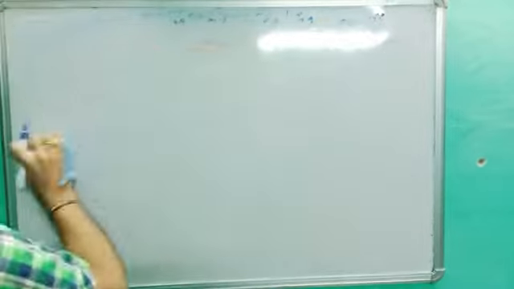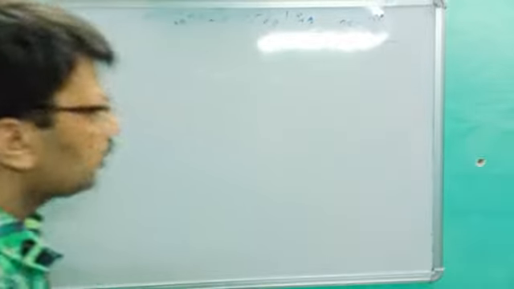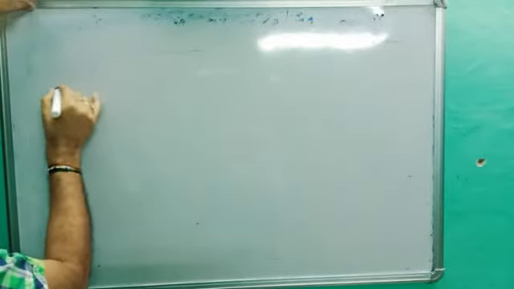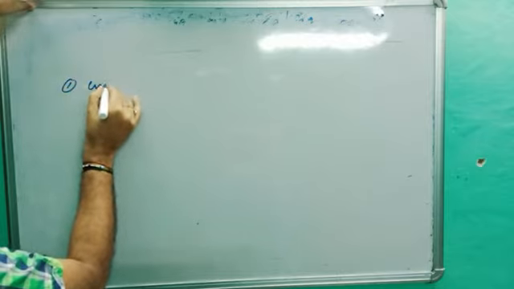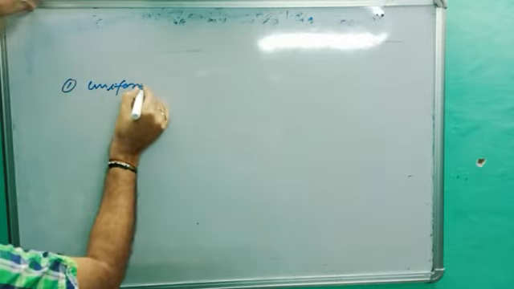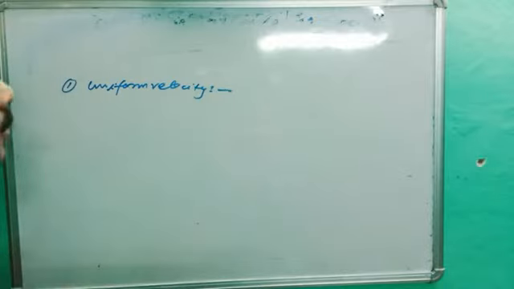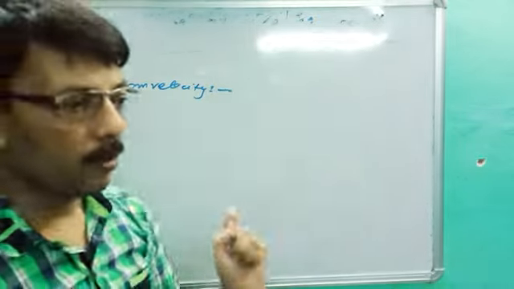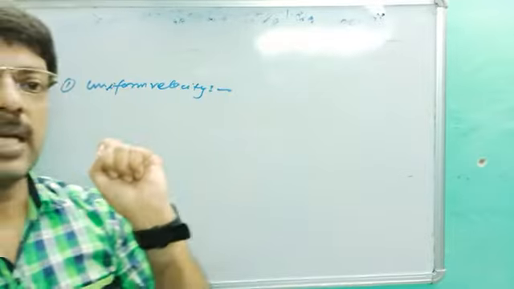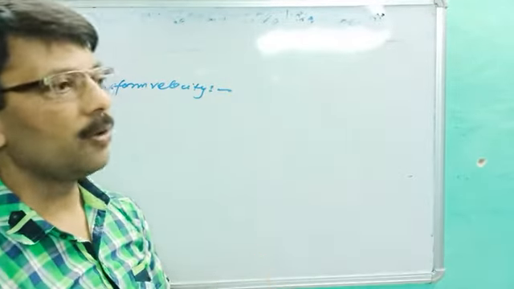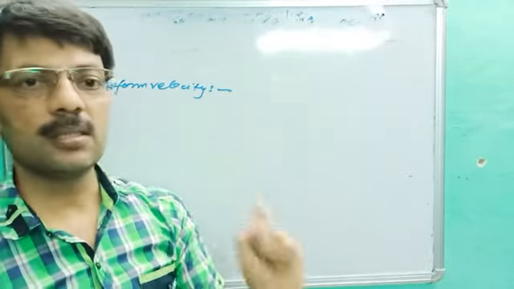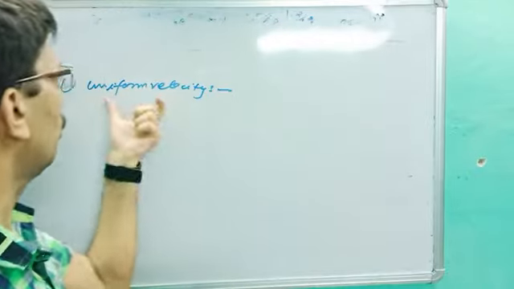So there are many types of speed in your syllabus. Types of velocity and types of speed will both be in the same manner. So types of velocity. First, uniform velocity. When any body travels equal distance in equal time, this is called uniform velocity.